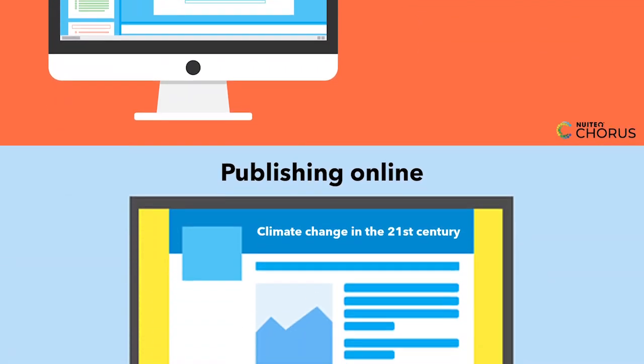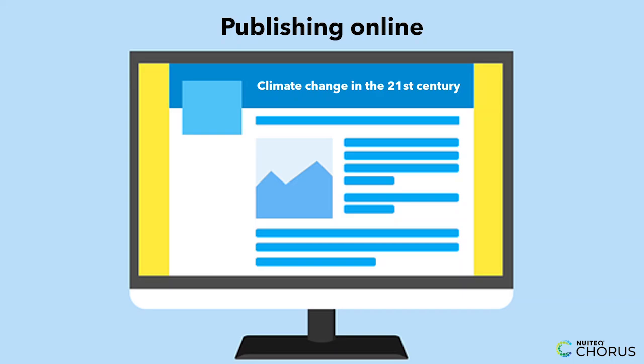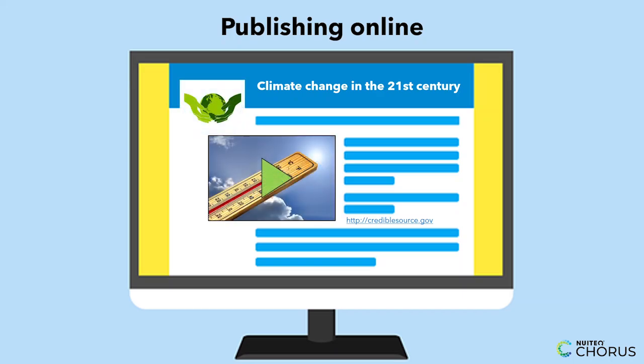Finally, let's look at a real-world example: publishing a professional piece online. A student journalist is writing an article about climate change for the school website. Instead of just posting text, they add hyperlinks to credible sources for readers to explore further. Embed images and videos for a more engaging experience.